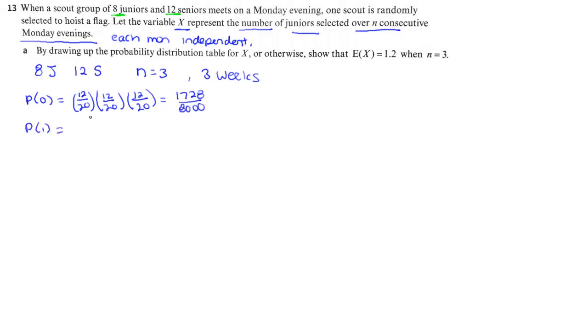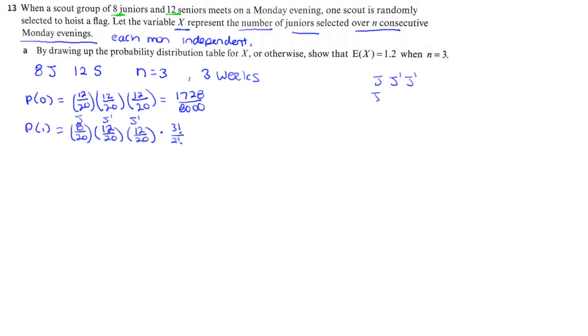Now the probability of getting one junior, well, now that's 8 out of 20 times 12 over 20, and then another 12 over 20. In this scenario, the first week we picked a junior, and the next week we picked a senior, and the next week we picked a senior. Now the thing is, that doesn't have to happen in that order. It could have been in a different order. So we got to multiply that by the different ways it could be arranged.